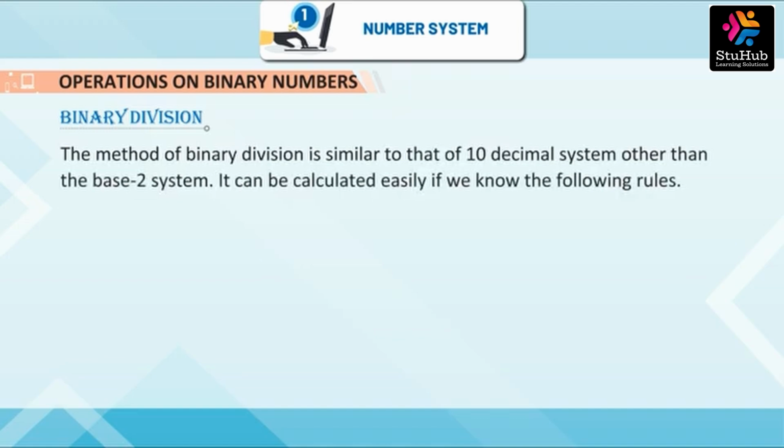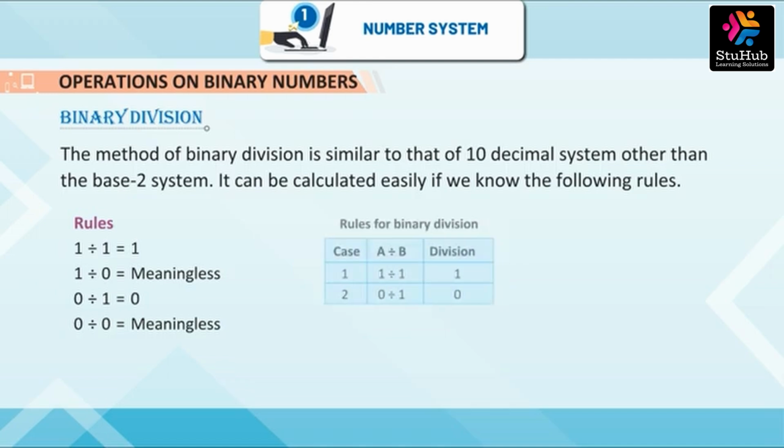Binary division. The method of binary division is similar to that of the decimal system, other than the base 2 system. It can be calculated easily if we know the following rules. Rules: 1 divided by 1 is equal to 1. 1 divided by 0 is meaningless. 0 divided by 1 is equal to 0. 0 divided by 0 is meaningless.